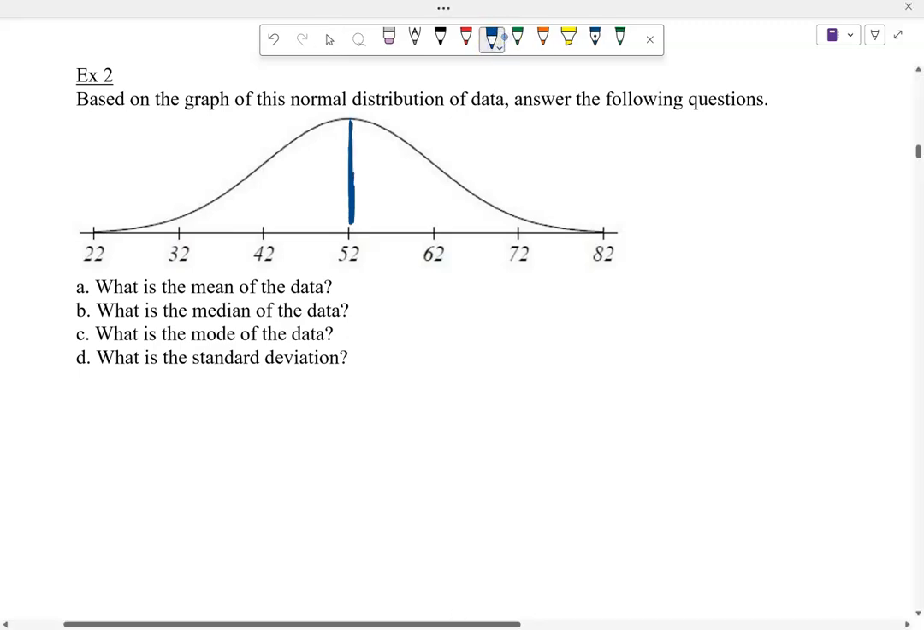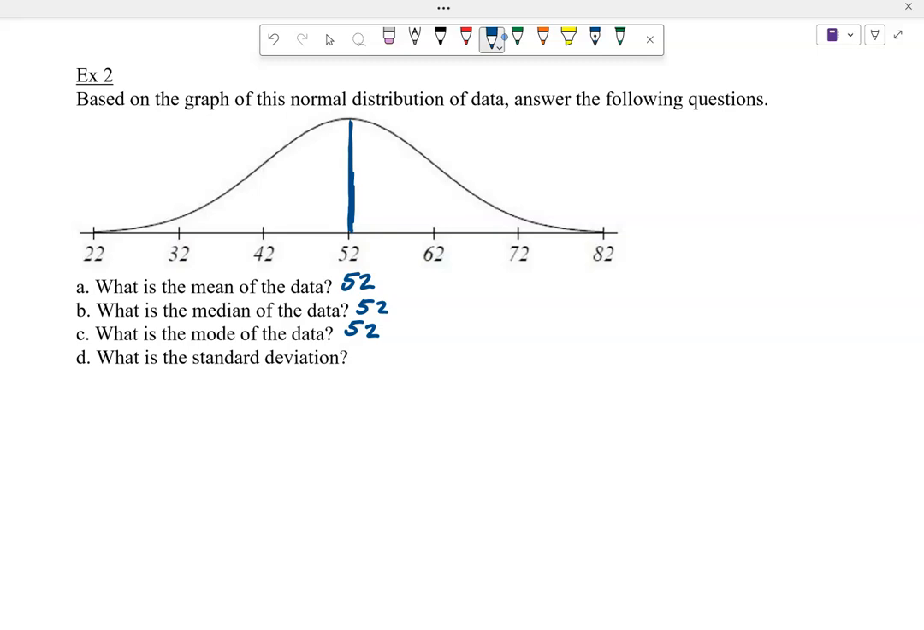Hopefully you say, oh, I know the mean, median, and mode when it's a bell curve. The mean is 52. So is the middle number. So is the most often number. They're all the same on the bell curve when it's normal distribution.